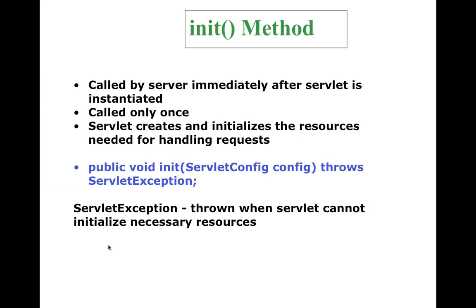What does the init method do? It is called by the server immediately after the servlet is instantiated. Called only once. The servlet creates and initializes the resources needed for handling requests. In the generic servlet, this public void init method is what gets invoked. A ServletException is thrown when the servlet cannot initialize necessary resources. So the init method is where we initialize all the resources that are required, like initial parameters that have been passed and all that. Okay.